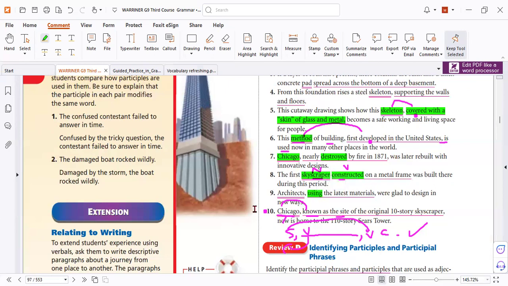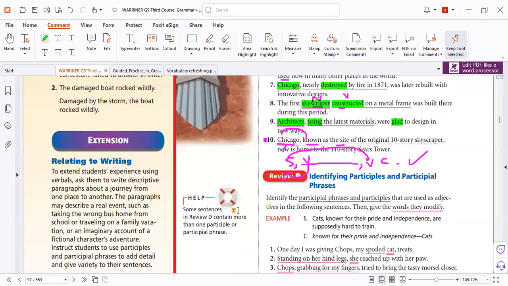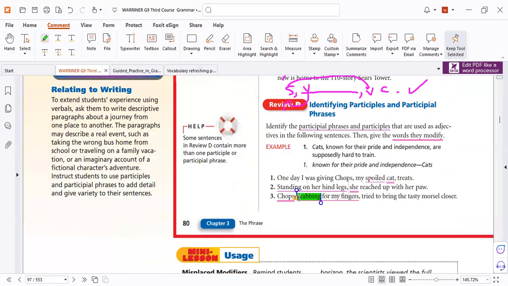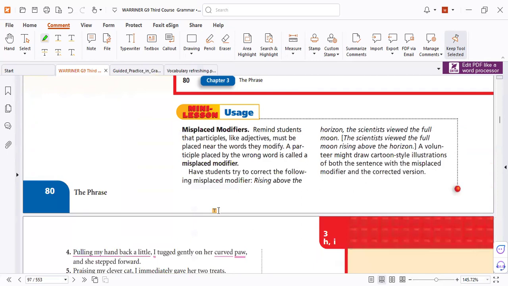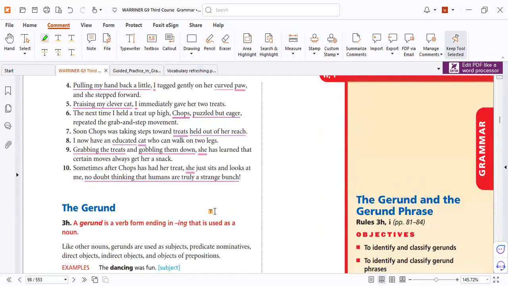Again, who was using? Architects. Who were glad? The materials? No, the subject. The subject did this action, and this action is done by the subject. So the same meaning. That's what we call grammar structure: how the sentence is built. And here we have a lot of examples. You can revise them at home. Standing, punching. Okay, my dear friend, always revise at home. Perfect job. And here are exercises.